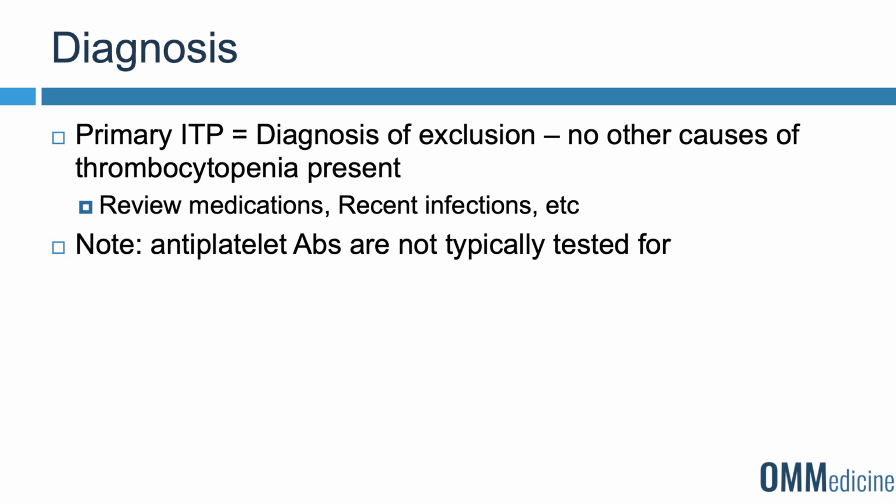Now, one very high yield point for your board exams is that in order to make the diagnosis of primary ITP, we are typically not going to test for those antiplatelet GP2B3A receptor antibodies. Your board exams may give you a clinical scenario in which a patient has ITP and ask you what the pathophysiology is behind this condition, at which point the correct answer would be antiplatelet antibodies. However, these are not typically tested for in order to make the diagnosis of primary ITP.